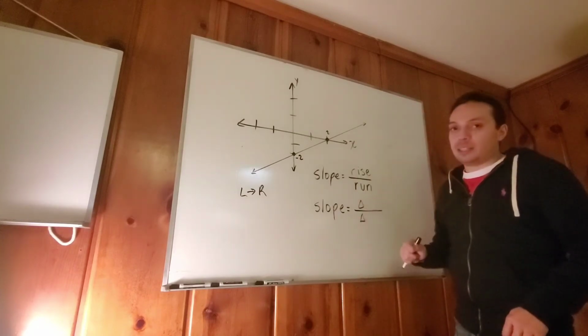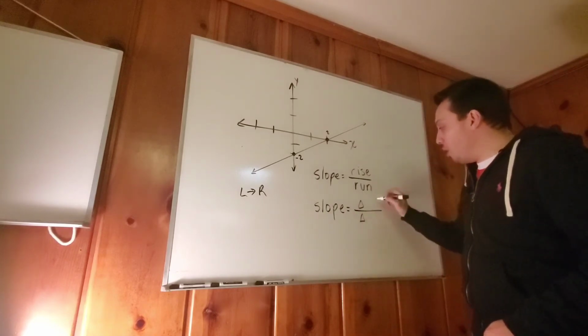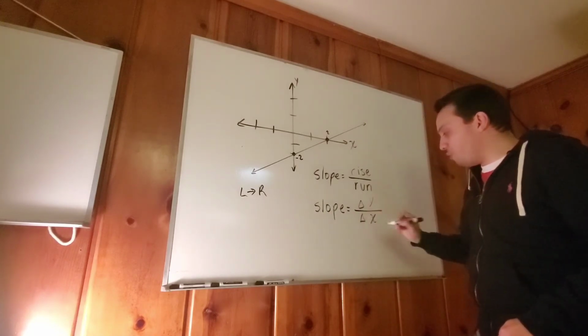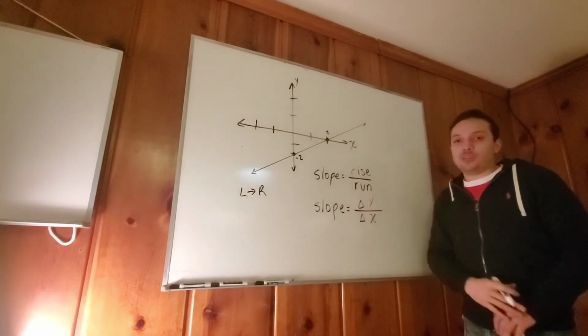And so delta, what it really means, it means change in, all right? Change in y over change in x. That's what slope really is. Change in y over change in x, all right?